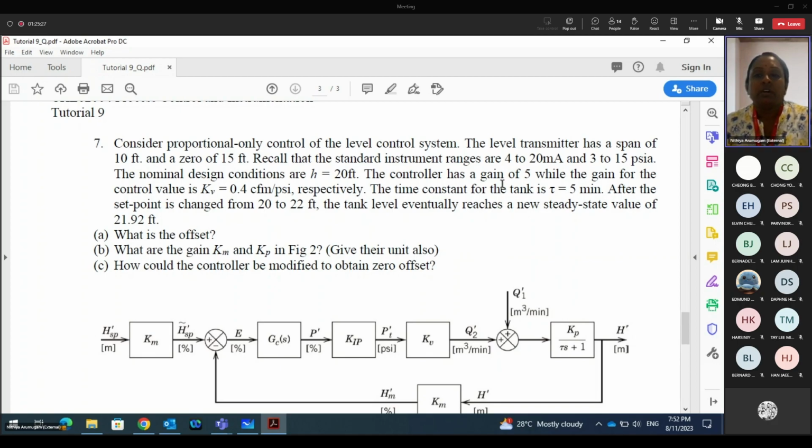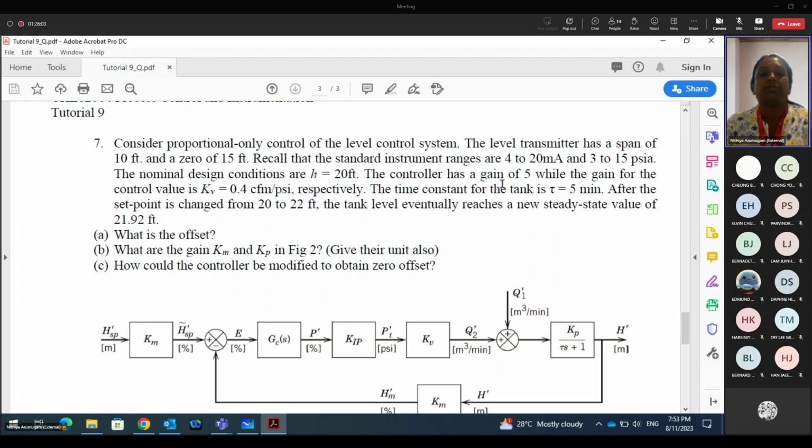and 3 to 15 psi. The nominal design conditions are h equals to 20 feet. This is the standard height given. The controller has a gain of 5. Kc is 5, while the gain for the control valve, sorry, they have mentioned control value. It's actually control valve. Kv equals to 0.4. The time constant for the tank is tau 5 minutes.